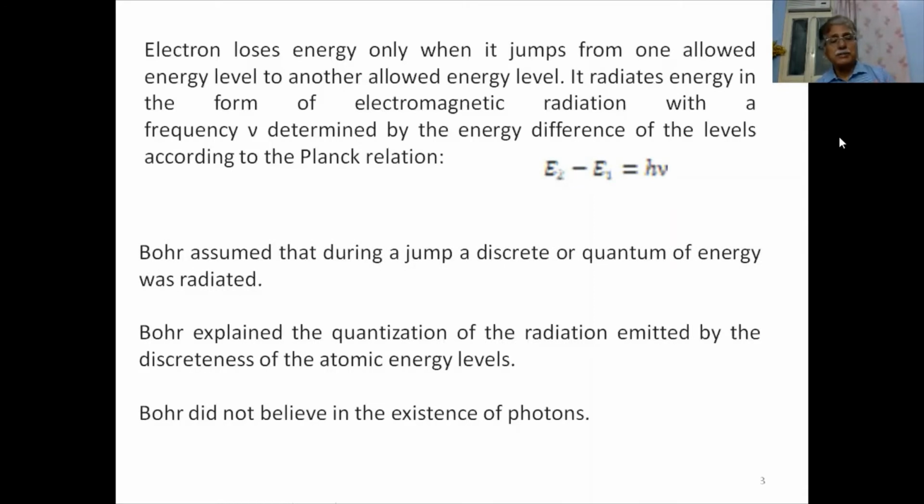Here, Bohr assumed that during a jump, a discrete quantum of energy, h nu, was radiated. Bohr explained the quantization of radiation because of the discreteness of atomic energy levels. There was no involvement of quantum theory here. It was only that the orbits were discrete, and therefore only discrete values or quanta of energy could be released. Now, Bohr did not believe in the existence of photons, mind it.